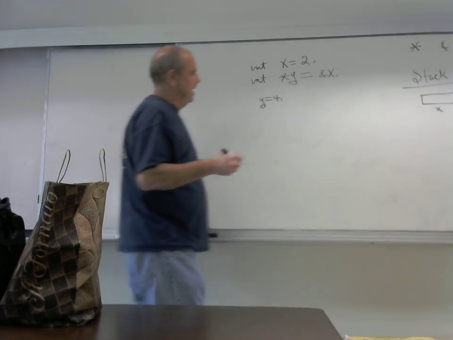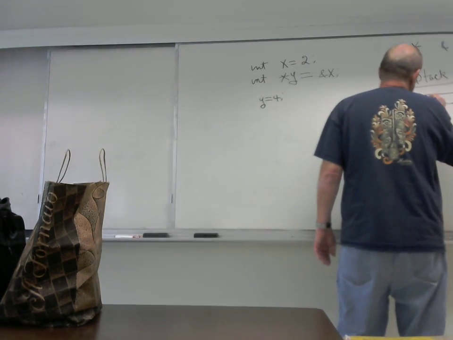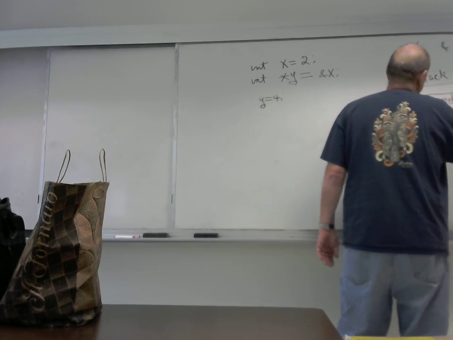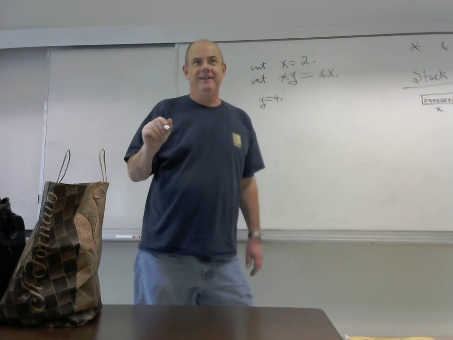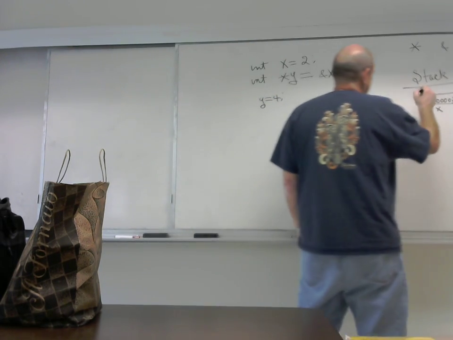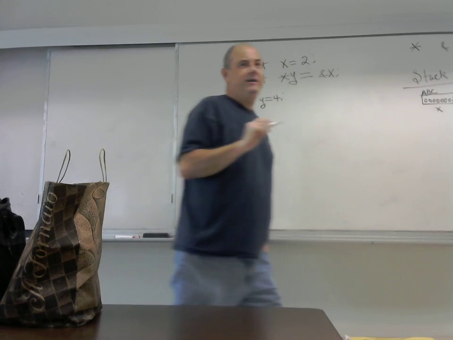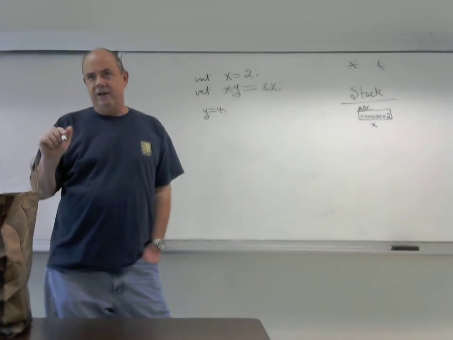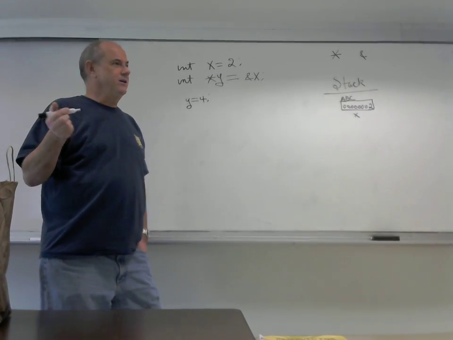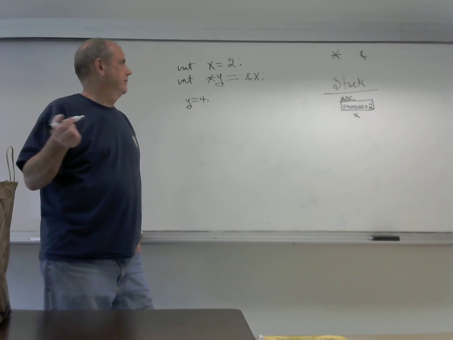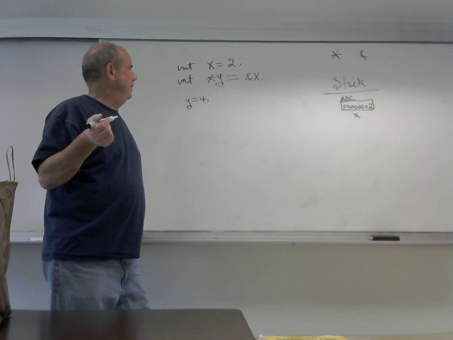You have x and y. So x is an integer. It's got 2. That's easy, right? X also has an address. We don't know what it is, but we could find it if we wanted to. This you can't do now in Java. You can get to the 2, but the address of where the 2 is, you cannot. In C and C++ you can.